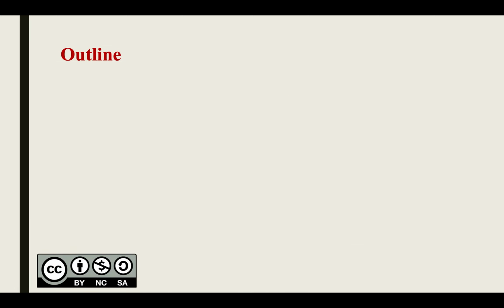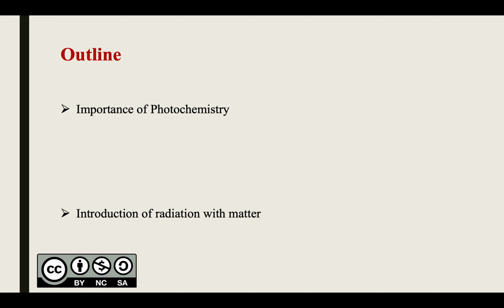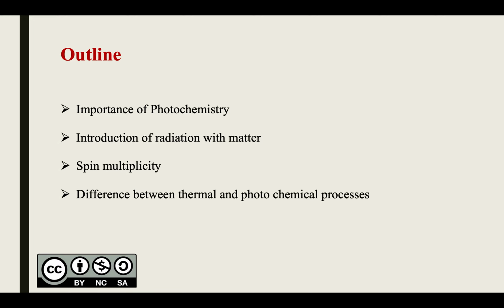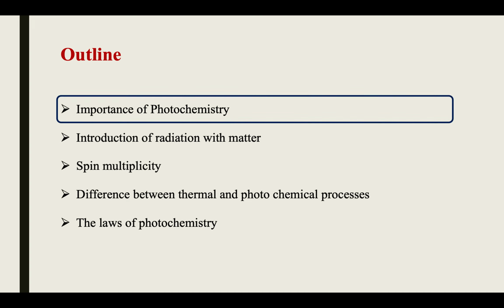Here is the outline. In this lecture, I am going to cover the importance of photochemistry, the interaction of radiation with matter, spin multiplicity, followed by the difference between thermal and photochemical processes, then the laws of photochemistry. So let's see the importance of photochemistry.